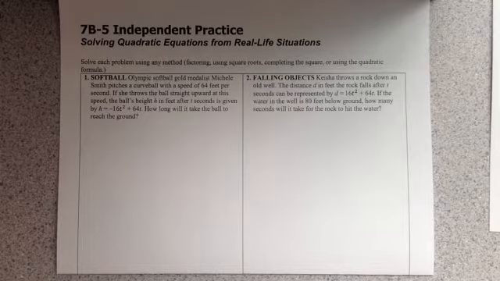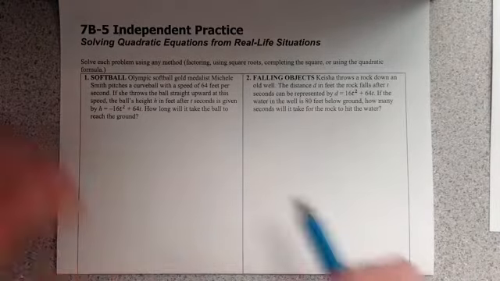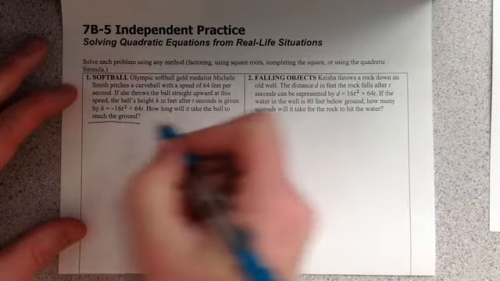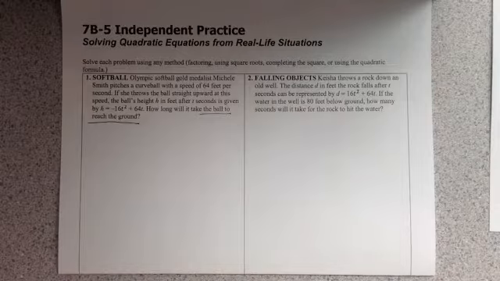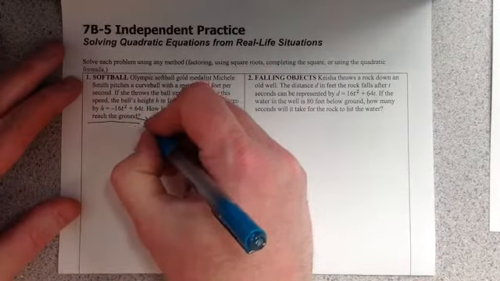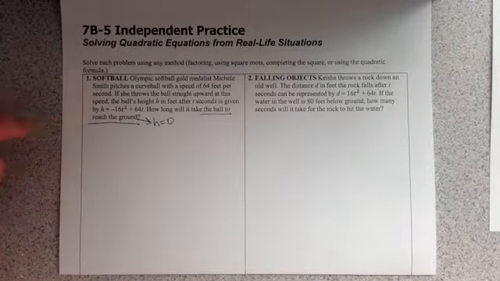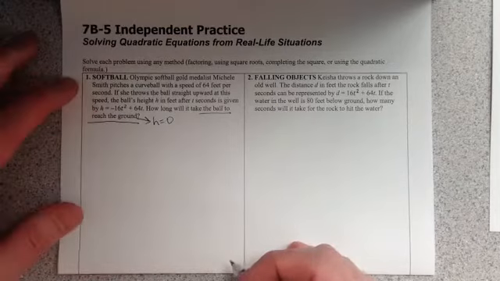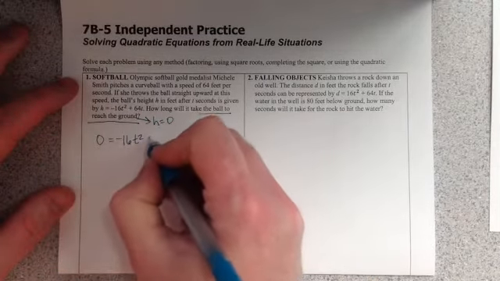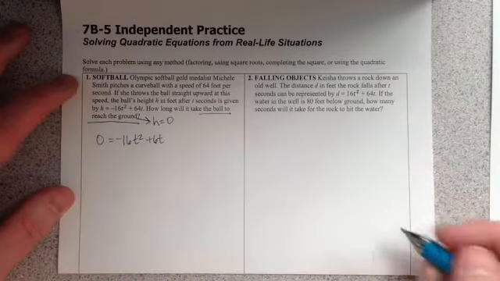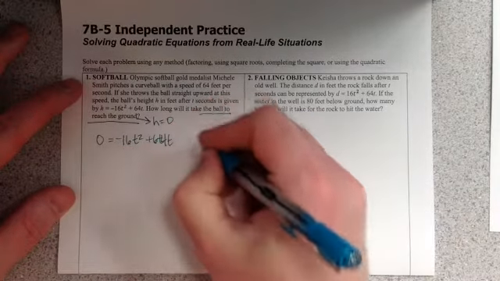So if she throws the ball straight up, how long will it take to reach the ground? Well, to reach the ground, what is the height? Exactly. When I hit the ground, the height is going to be 0. So at the ground, h equals 0. So I need to plug in 0 for h to be able to solve this. So we get 0 equals negative 16t squared plus 64t.